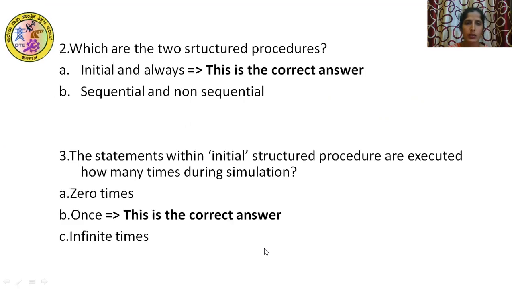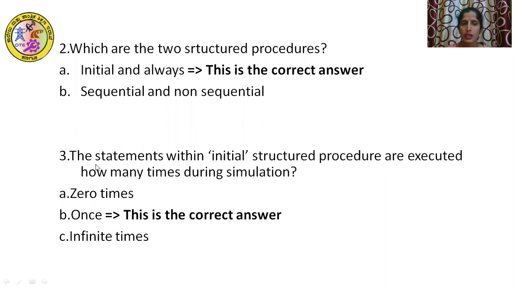Let us get into the next question. Which are the two structured procedures? First one is initial and always, and second one is sequential and non-sequential. So initial and always are the two structured procedures as we have studied in this lecture.